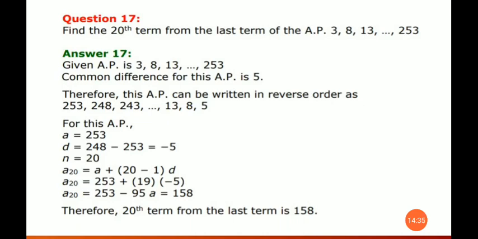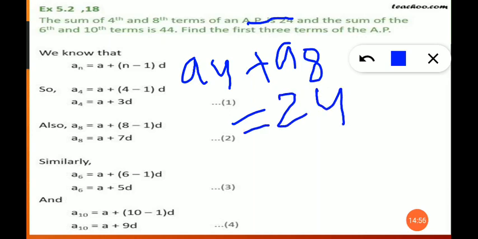Now moving toward the next question, 18. Question 18 says that the sum of the 4th and 8th terms of an AP is 24, which means A4 plus A8 is equal to 24. Now tell me students, what is A4?